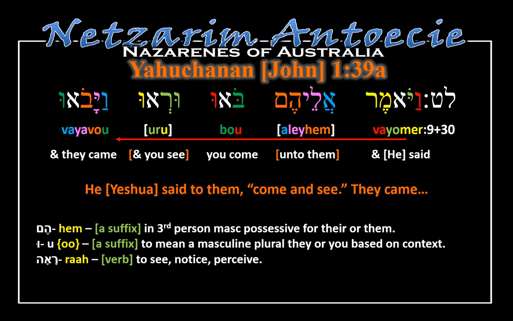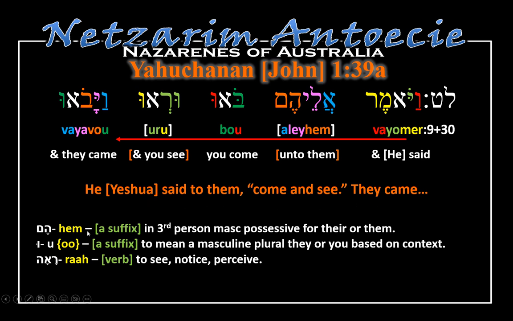Alehem, unto them, because the hem is the pronoun at the end, meaning them. Bo'u, because Yeshua was speaking, therefore we can translate that as you come, because bo is come. Ur'u, and you see. Vayavo'u, and they came. See how it's got the same ending, but when Yeshua is speaking, it's you, and when he's not speaking, it's they. So we have to identify the context often. And we have, he, Yeshua, said to them, come and see.